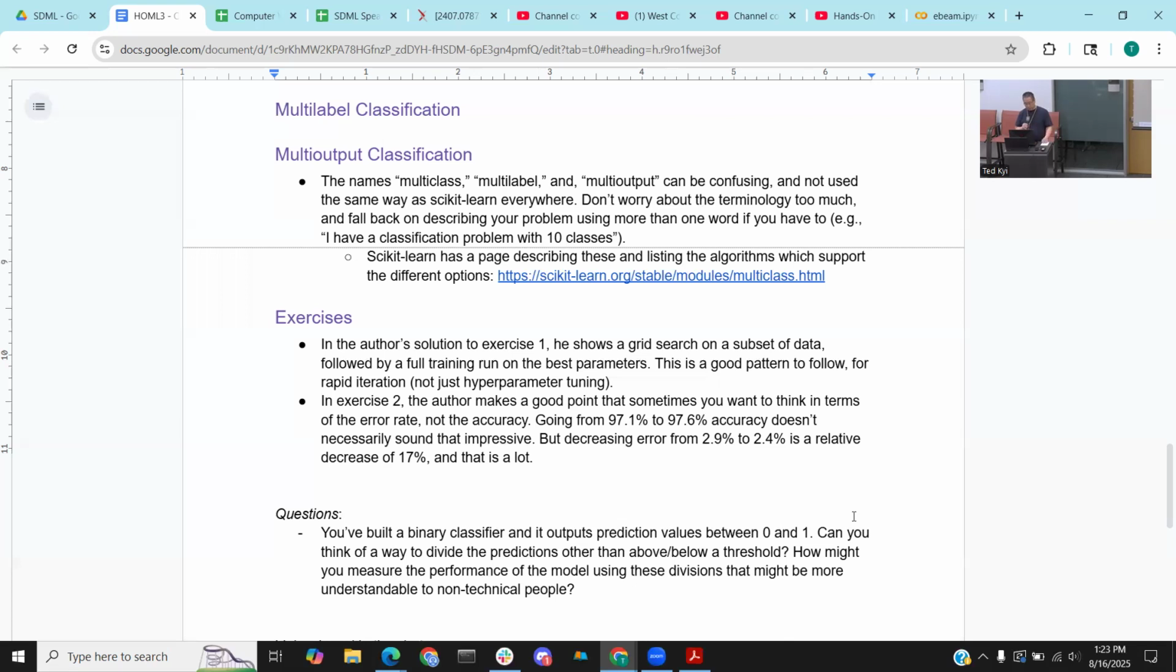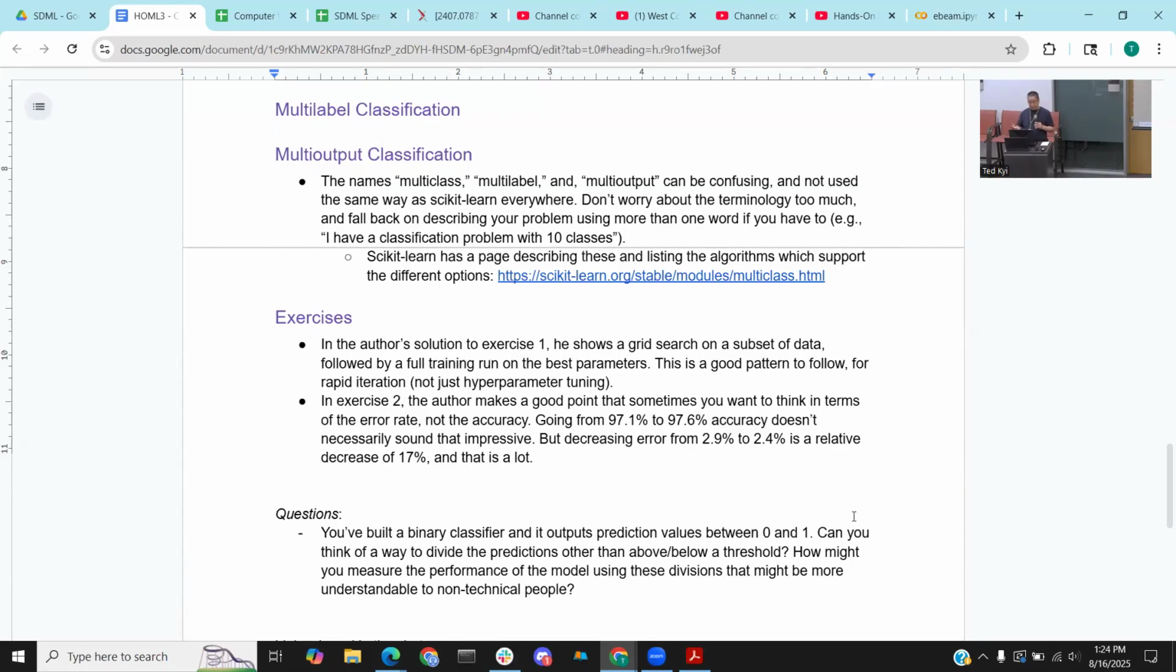And then my last note here is in exercise 2, he points out that sometimes when you're talking about your answer, not in terms of actually just building a model, you want to talk about the error rate instead of the accuracy. So in his case, he went from 97.1 to 97.6% accuracy. His accuracy went up 0.5%. Talk to a business person, and that's not really that impressive sounding. Like, oh, okay, it's 0.5%.